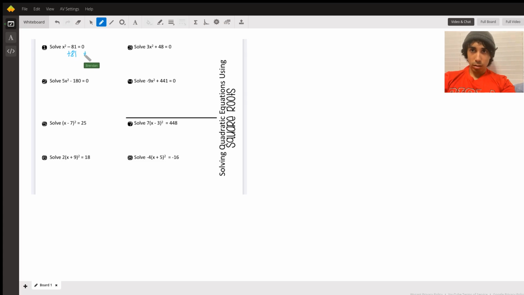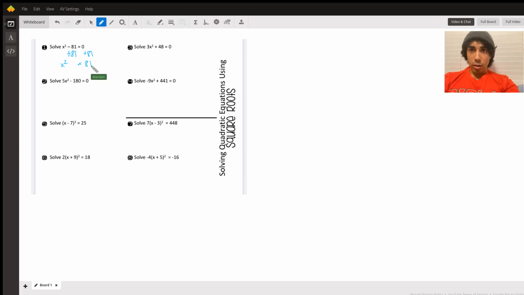Add 81 on both sides. So we will get x squared equals 81. All right, and then you're going to take the square root. That's all you've got to do. So isolate the thing that's being squared and then take the square root. But remember, when you take a square root, it's going to be plus or minus.